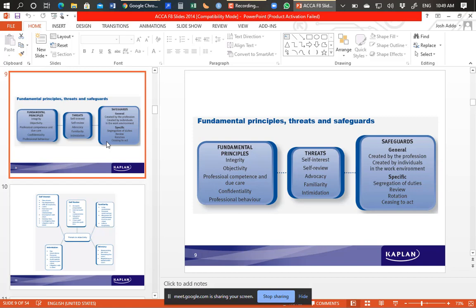Contingent fees. Contingent fees can also become a self-interest threat to professional ethics. What is contingent fees? Accounting students, you have learned a lot of things, contingent. So borrow the idea from accounting. What can you say about contingent fees?